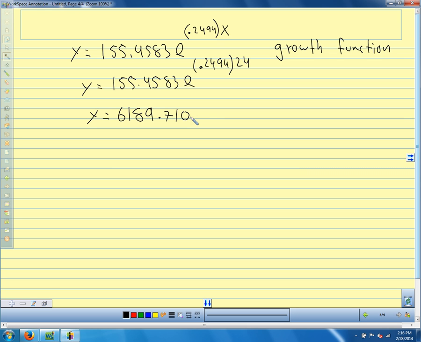Can we have 0.7 bacteria? No? They're going to multiply one at a time. So we would say our population is 61,819. So we will round down because there's no such thing as 0.7 bacteria.